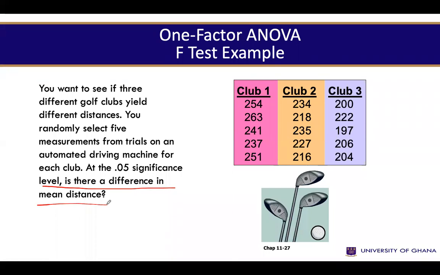Basically, we are asking whether the distance traveled by a golf ball, if the average golfer hits the ball with the same strength, really depends on the type of club that you use or not. That is what we are looking at. So we have 3 different clubs, 5 different samples for each club, and they yield different distances. So the question is whether there's a difference in the average distances.